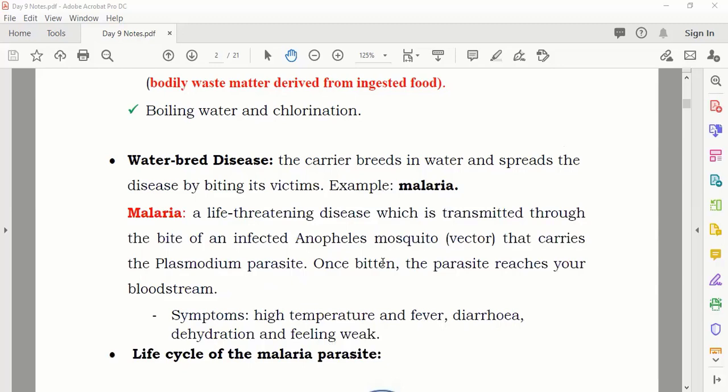Now, the water-borne diseases. They're saying that the carrier breeds in water and spreads the disease by biting its victim, especially like malaria. Malaria is also a disease which can spread by the water. So normally people think that malaria is due to mosquitoes, and especially female mosquitoes.